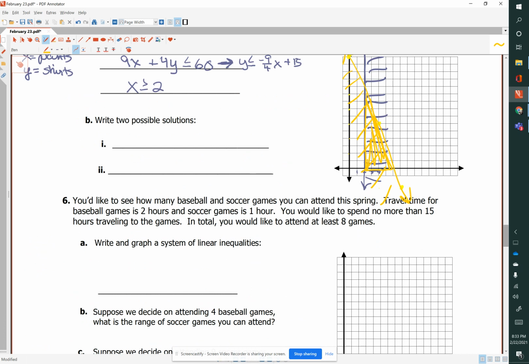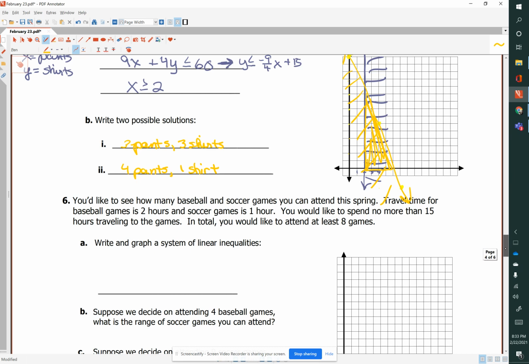So two possible solutions: 3 pants and 3 shirts, or we could purchase 4 pants and 1 shirt. And there are lots of other combinations as well.